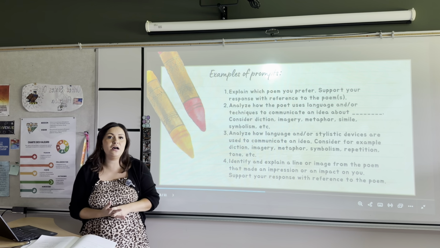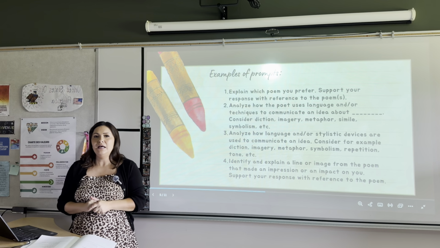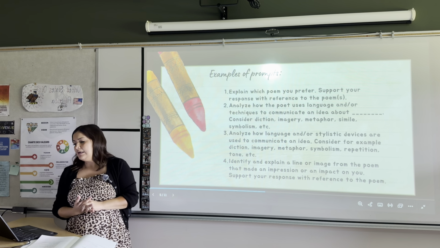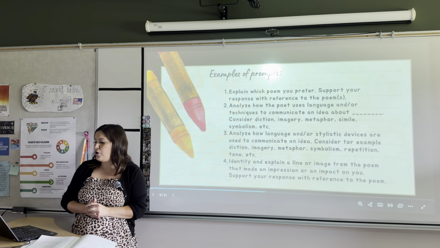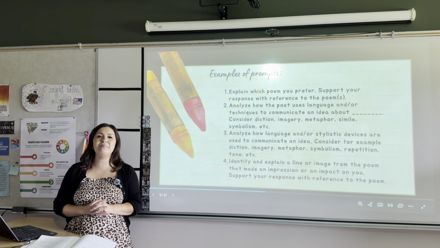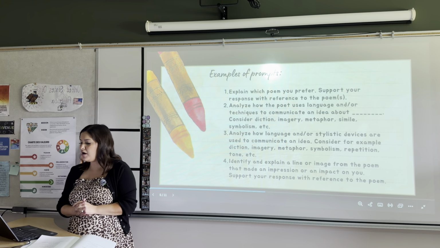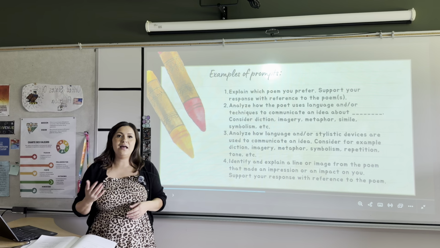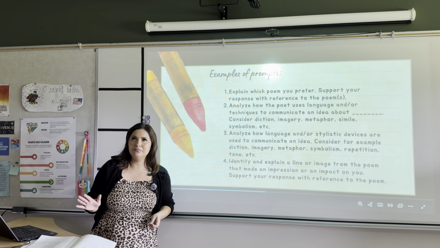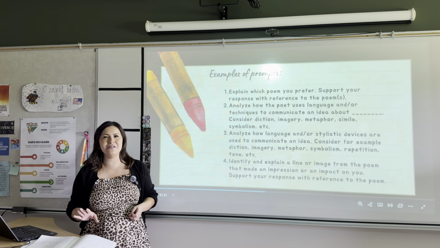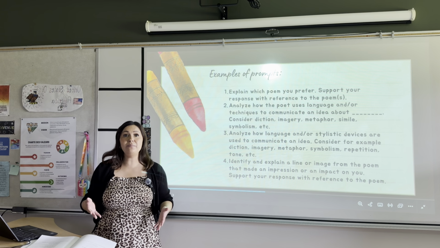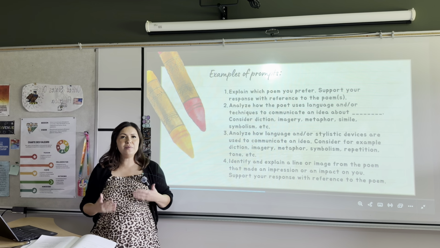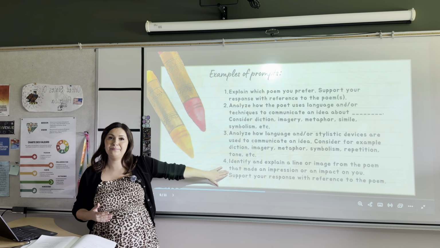Number 4 is a bit of a curveball, a different option, just because it's written a little bit differently. So it reads, identify and explain a line or image from the poem that made an impression or an impact on you. Support your response with reference to the poem. So when I was talking earlier about last year, January 2025, 2026, that they gave only one poem because of a bit of a mix-up, but they gave a prompt that could be easier to work with. This is that prompt.